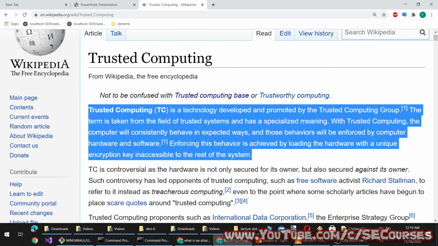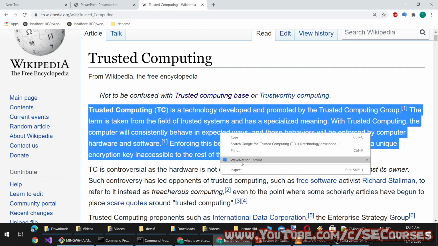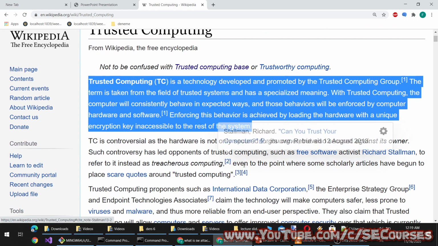You see, trusted computing is different than trusted computing base. We have already seen it. Trusted Computing (TC) is a technology developed and promoted by the Trusted Computing Group. The term is taken from the field of trusted systems and has a specialized meaning. With trusted computing, the computer will consistently behave in expected ways, and those behaviors will be enforced by computer hardware and software. Enforcing this behavior is achieved by loading the hardware with a unique encryption key inaccessible to the rest of the system.